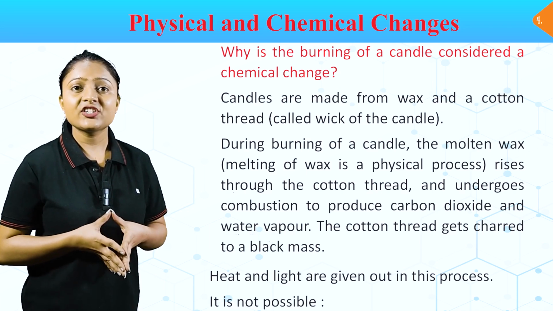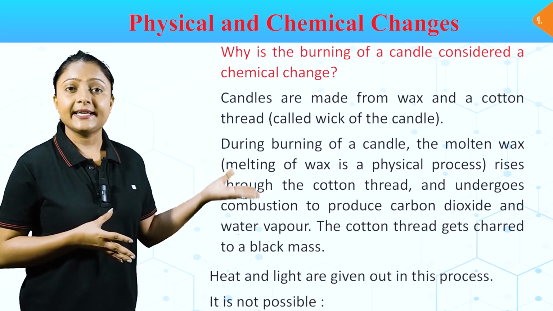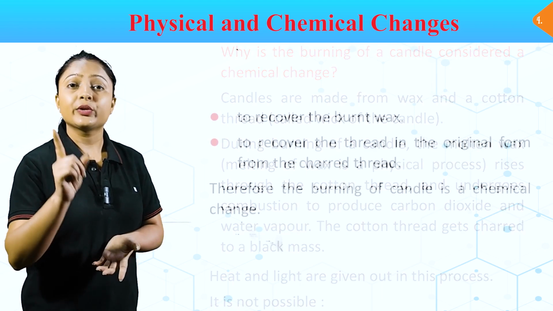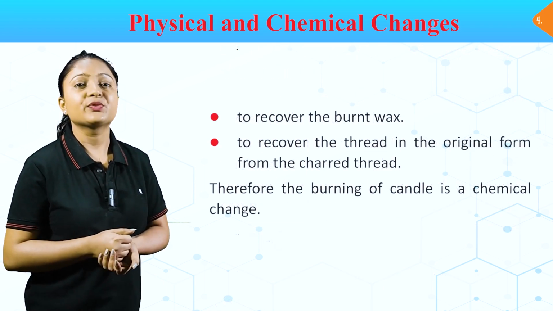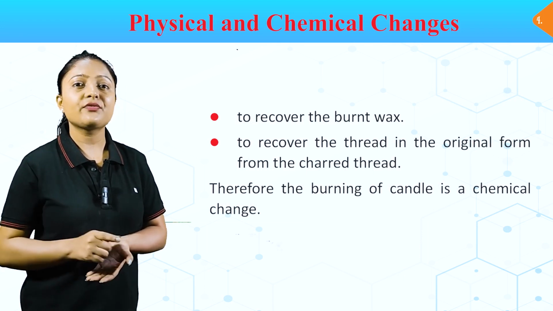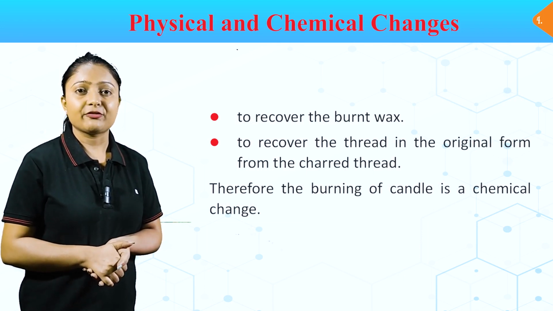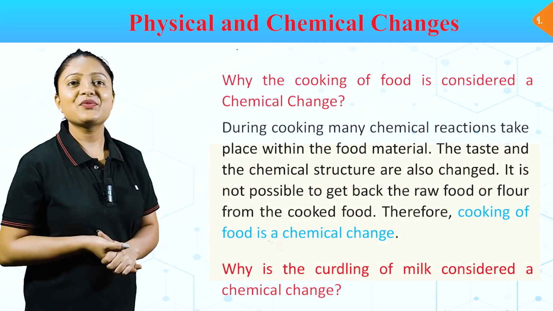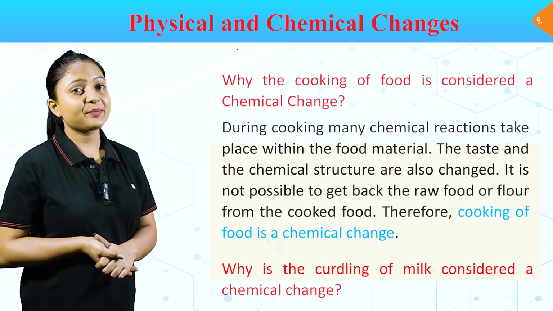The cotton thread gets charred to a black mass. Heat and light are given out in this process. It is not possible to recover the burnt wax, or to recover the thread in the original form from the charred thread. Therefore, burning of a candle is a chemical change. Let's see now why the cooking of food is considered a chemical change.